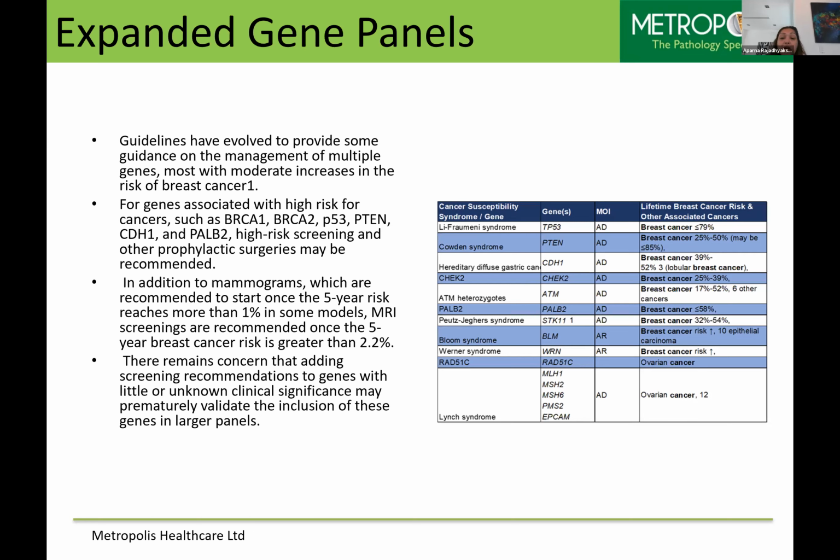There are some genes where you really don't know what to do, such as the ATM gene. When you test for it, what are your guidelines for screening? It's still not known, still not defined as well. So when we do test for this, we need to approach this with a grain of salt.